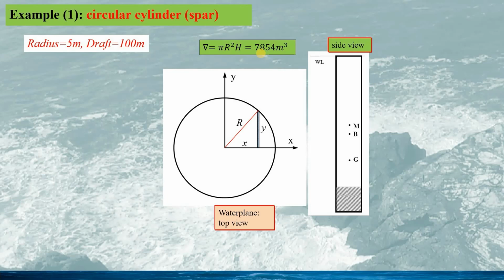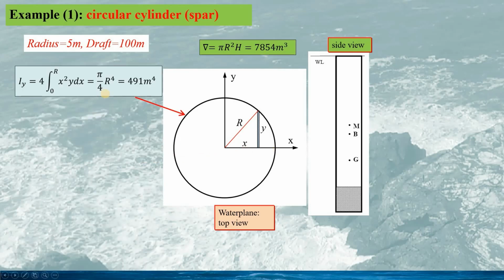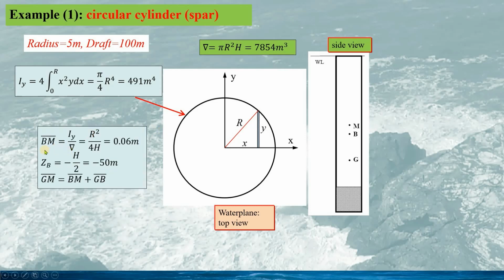It would be 7,854 cubic meters. And we can calculate the second moment of the water plane area given as this. This is a relatively small second moment of the water plane area. Consider the size of the structure. So we can obtain the metacentric radius. It's very small, 0.06 meter. So for this spar, its buoyancy is at the half of the draft.